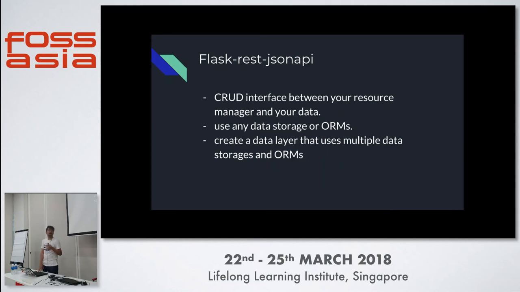Flask REST JSON API, as Saptak explained in the diagram in the previous presentation, is a CRUD interface between the resource manager and your data. So for the basic functionality, like deleting a resource, I don't need to write any code for that. If I'm not doing anything additional than deleting the resource, I just need to mention the fields that I require, and based on that ID, the resource will be deleted. We have some permission handlers which we specify along with the specification to make sure that a non-authorized user doesn't delete any data or doesn't get any data he or she is not supposed to access.